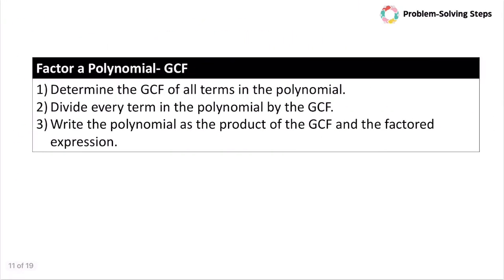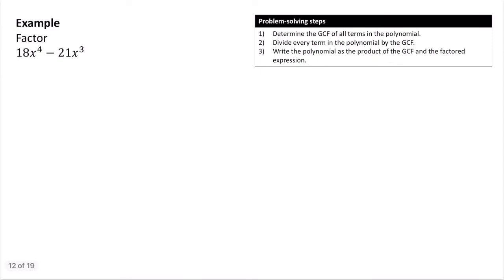So when we're factoring a polynomial using the GCF, we're going to start off by determining the GCF of all terms in the polynomial. Then you're going to divide every term in the polynomial by the GCF. So that's why we were reviewing those division rules. Then we'll write the polynomial as the product of the GCF and the factored expression. So let's try now this example.